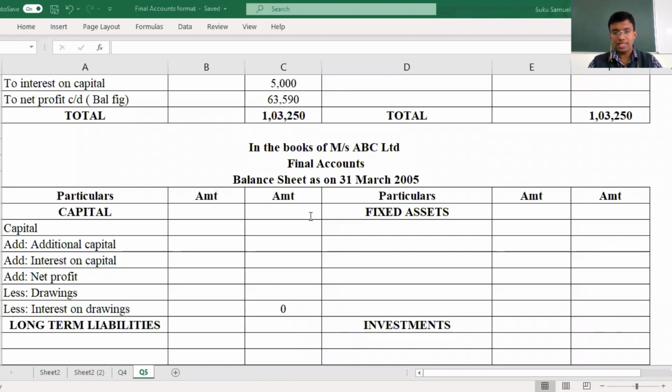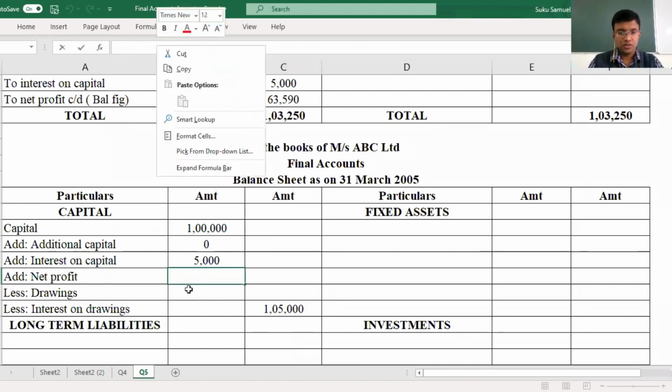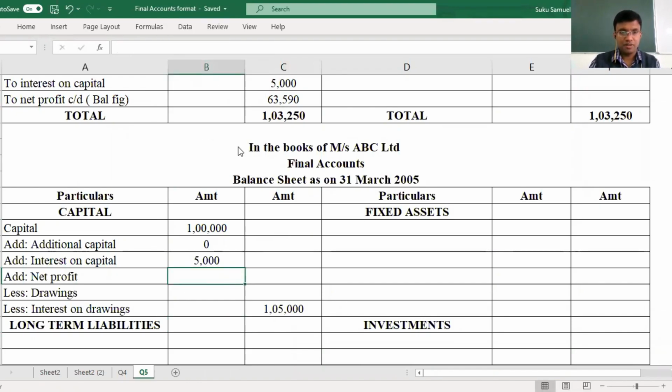Now let's move on to the next statement. The next statement that we have to prepare is your balance sheet. In the balance sheet, we have the opening capital. Opening capital is 1 lakh. We do not have any additional capital. We have interest on capital. Interest on capital is 5,000. In this question, since we have net profit, that amount has to be considered.